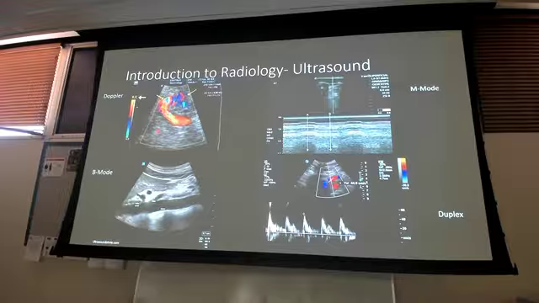So what we care about is, do I have reds and blues perfusing most of the area? That means I have blood flow going to and from. That's what I care about. It does not mean arteries and veins on Doppler, okay?